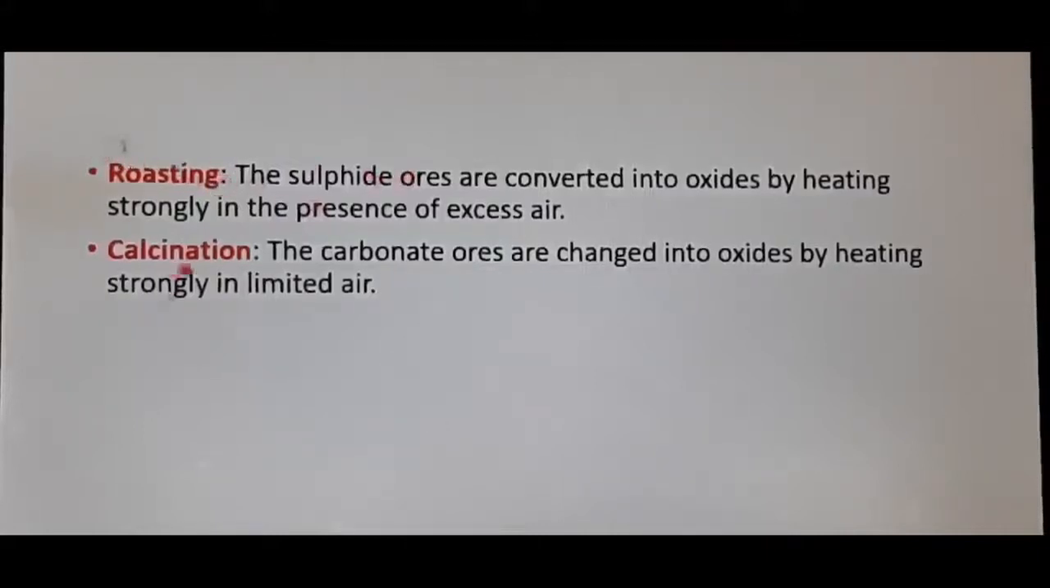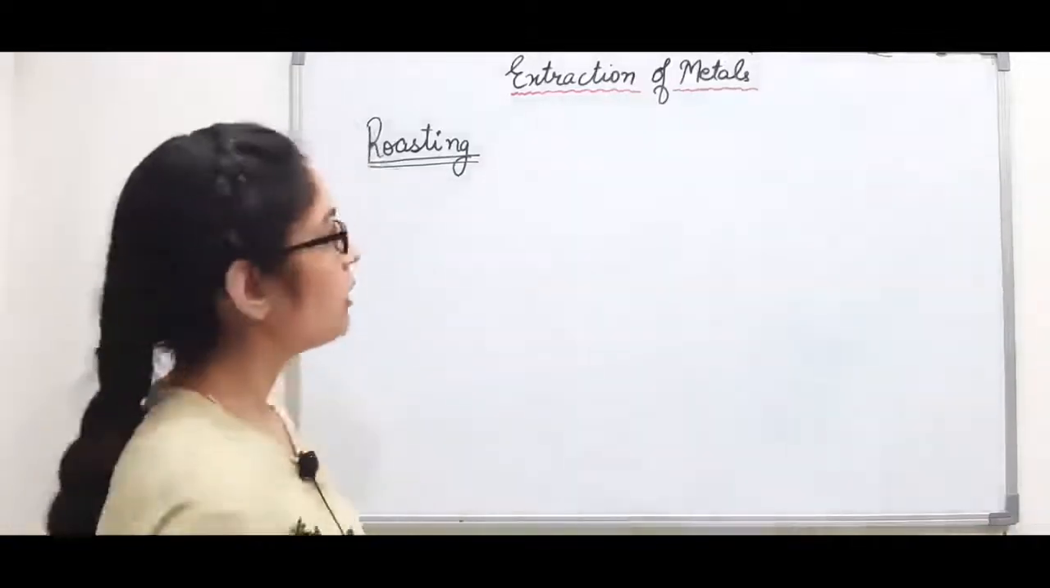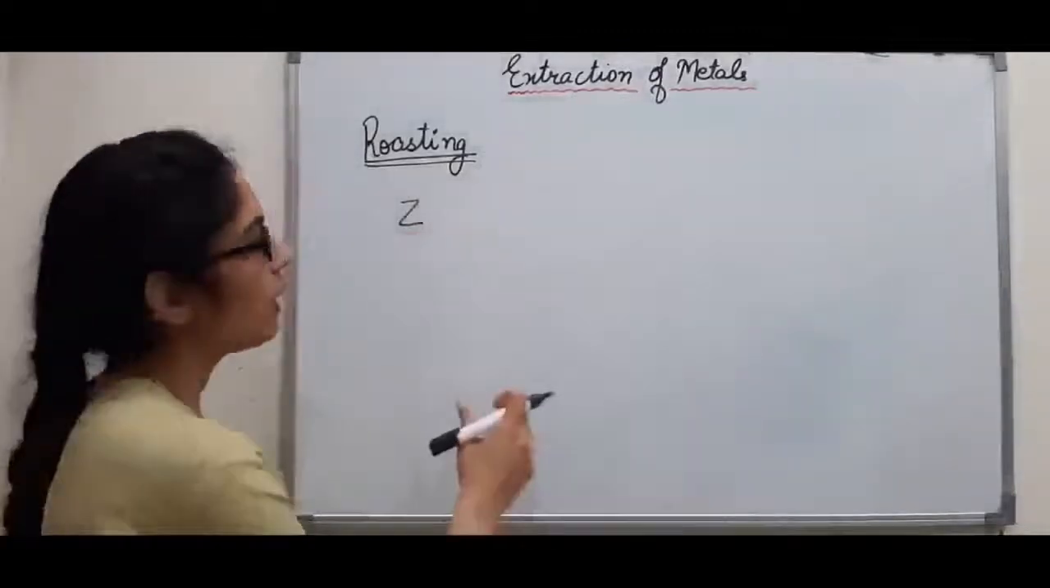Now calcination. So we have discussed it can be available in the form of sulfide or carbonate. So when the metal ore is in the form of carbonate, it is again changed into its oxide by heating strongly in limited air, and this process is known as calcination. So let's see reactions of both roasting and calcination. We have already done the definition of roasting, so let's convert the definition into a chemical equation.